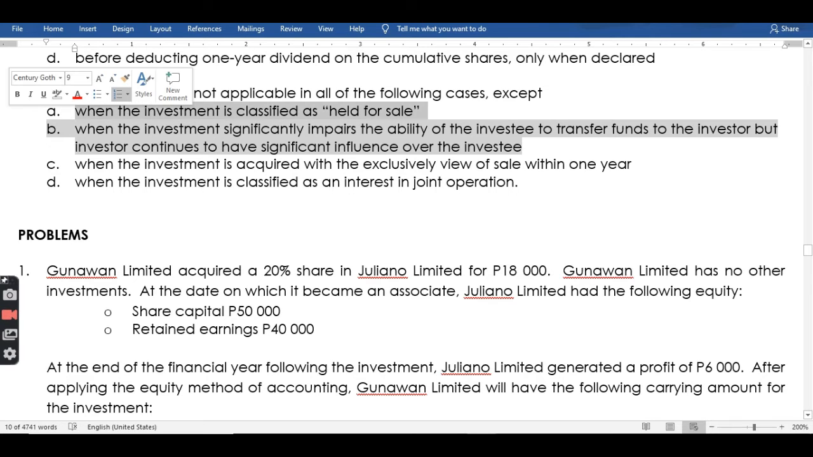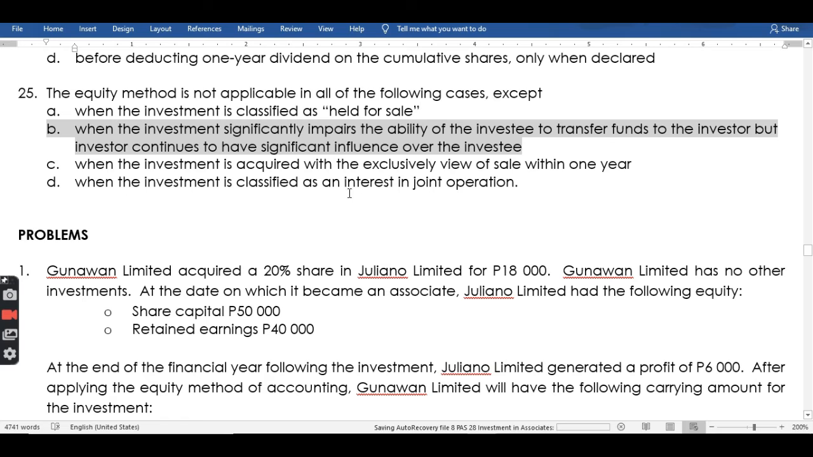Okay. So letter A, kapag held for sale yan, 'di ba sinabi ko na kanina, kapag held for sale yan is either trading securities yan or held for sale as normal. So hindi yan kasama sa ating, ang tawag dito, hindi siya kasama sa ating investment in associate. Yung letter C, when the investment is acquired with the exclusive view of sale within 1 year, so ibebenta mo din pala, wala kang balak mag-exercise ng significant influence, so hindi rin pwedeng maging investment in associate.